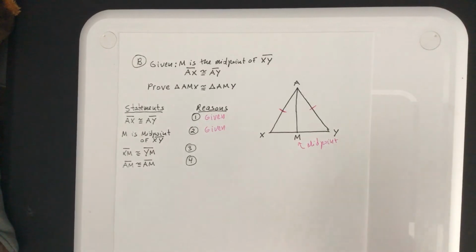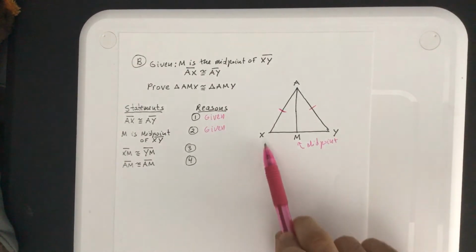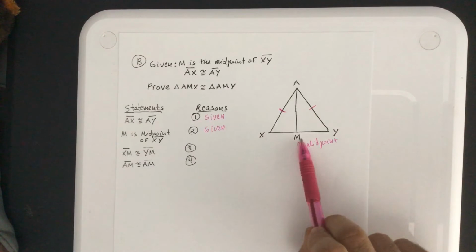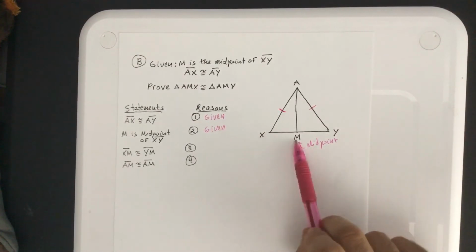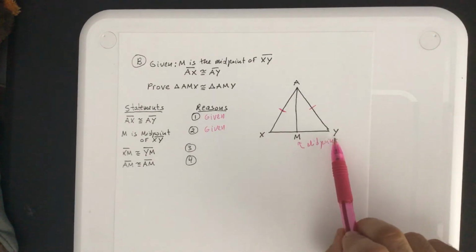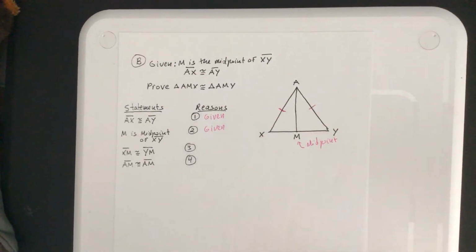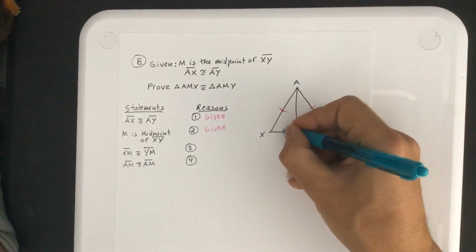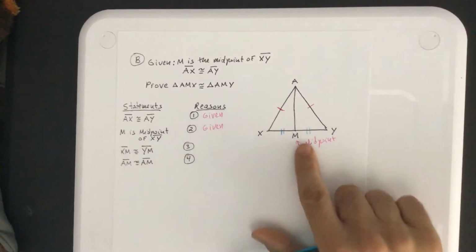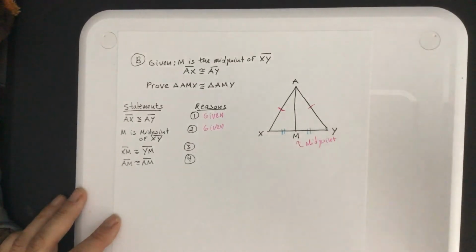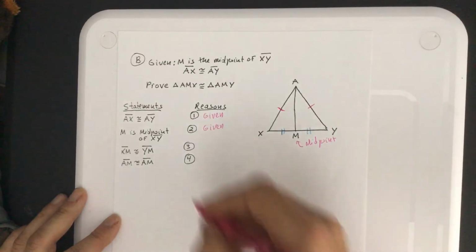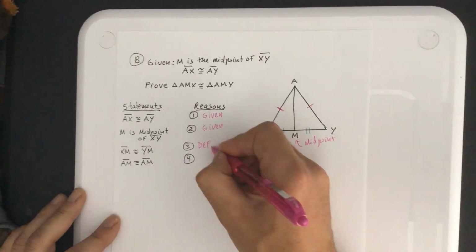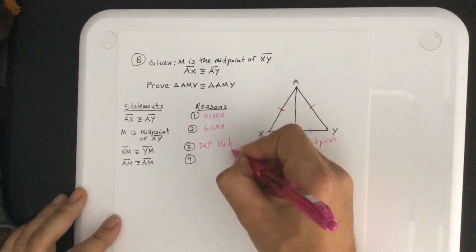Now we gotta know XM, right? And over here we got MY equal to YM, sorry. Why is this one equal to that one? Why is this segment equal to that one? Well, if this is the midpoint, that will be the definition of the midpoint. Let me write down def midpoint.